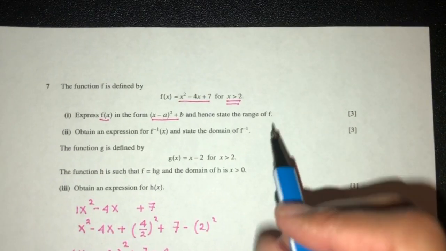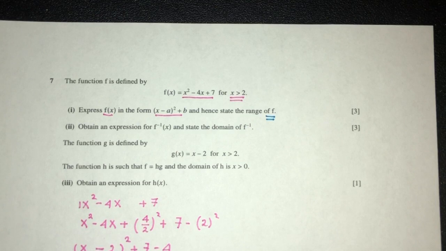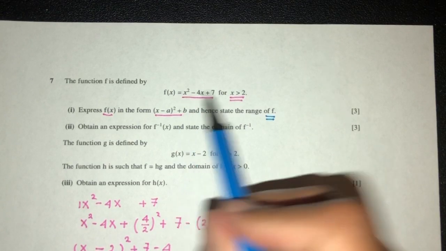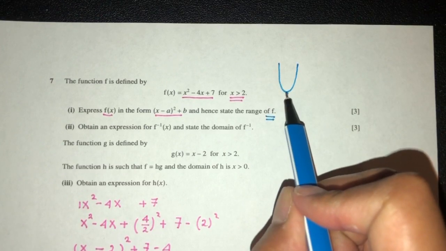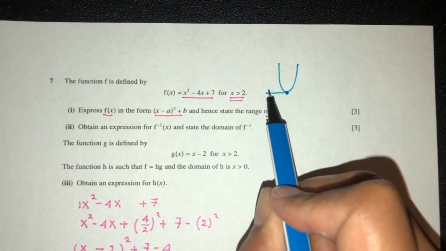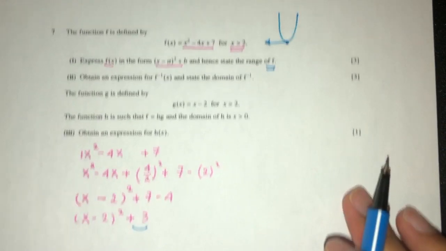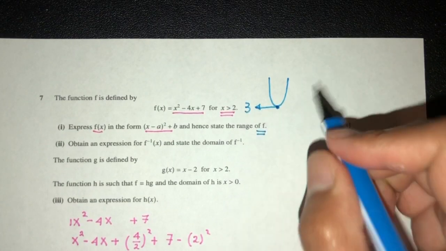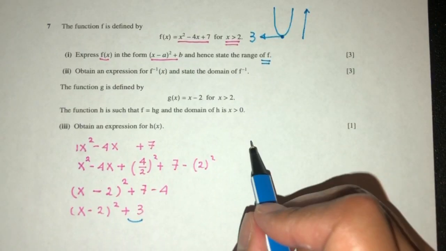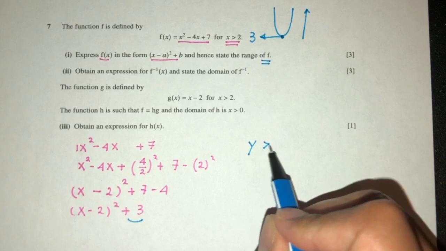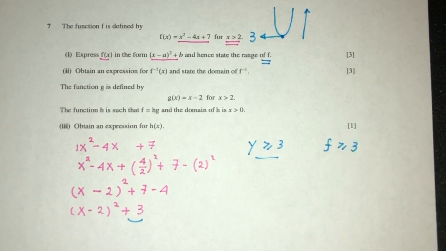Hence state the range of f, so pretty easy. To find the range of f, we have to understand the shape of the graph. As you can see, here we have x squared, so the shape will be something like this. Now we will have a minimum point, or a minimum value. What is that value? It is this one at the end. It is 3. From what we can see, the curve will always be more than or equal to 3, so we can define the range as y is more than or equal to 3. We can write f as well for the range.